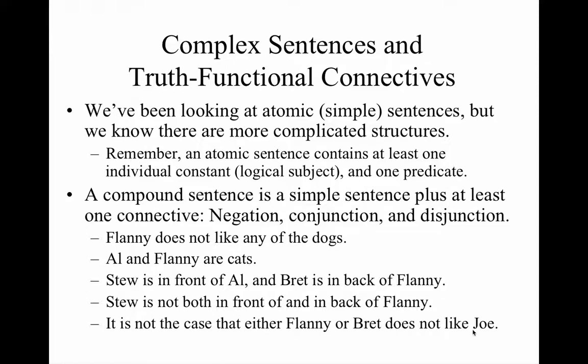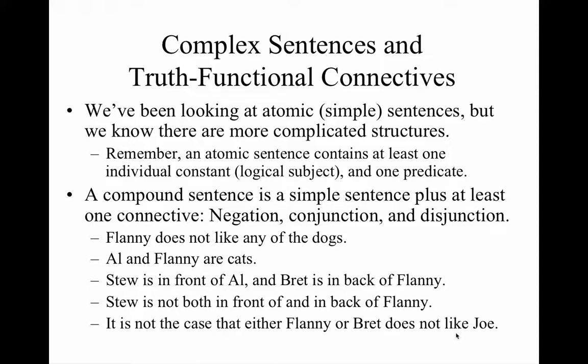What we have in addition to our predicates and individual constants is a set of connectives. So look at the following words. In the first example, we have not. In the second example, we have and. In the third example, we have and. In the fourth example, we have not, and we have both and. And in the fifth example, we have not and either. Actually, two iterations of not.